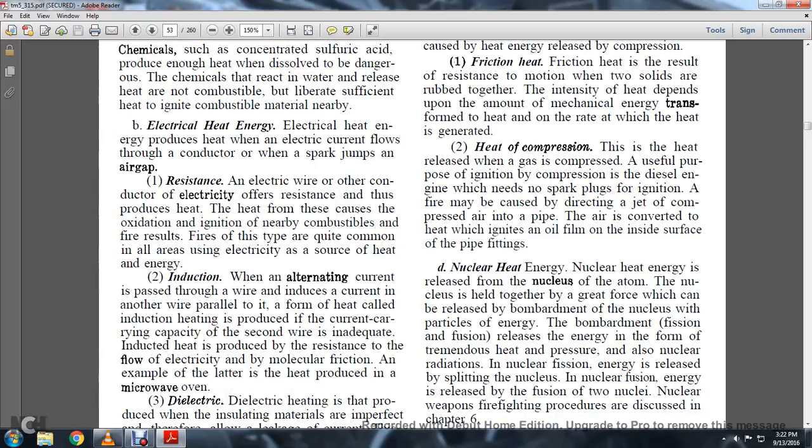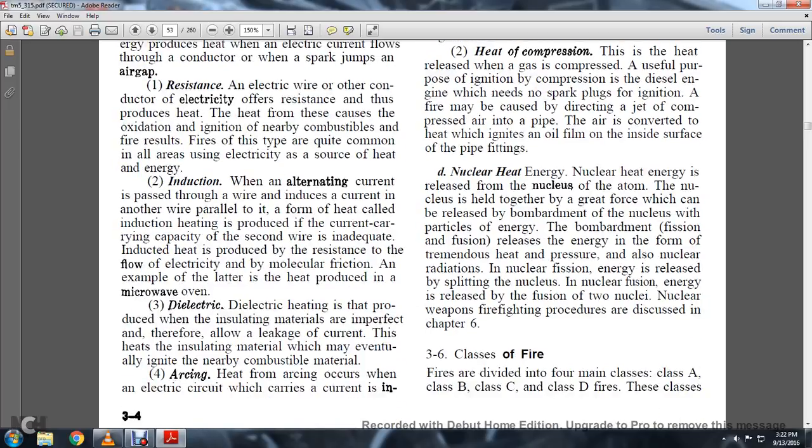2. Induction. When an alternating current is passed through a wire, it induces a current in another wire parallel to it. A form of heat called induction heating is produced when the current carrying capacity of the second wire is inadequate. The heat is produced by the resistance to the flow of electricity. Molecular friction is another example, as in the heat produced in a microwave oven. 3. Dielectric. Dielectric heating is produced by imperfect insulating material, which allows leakage of current. This heats the insulating material, which may eventually ignite nearby combustible material.